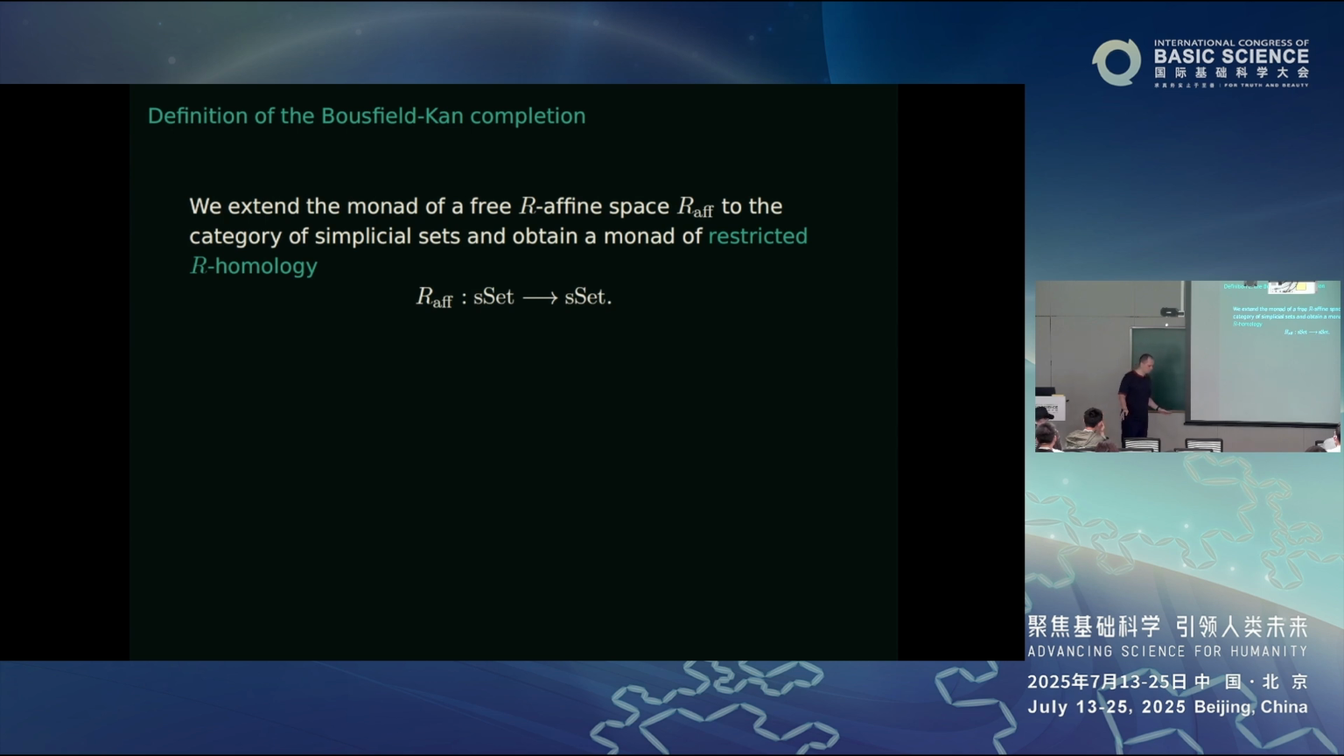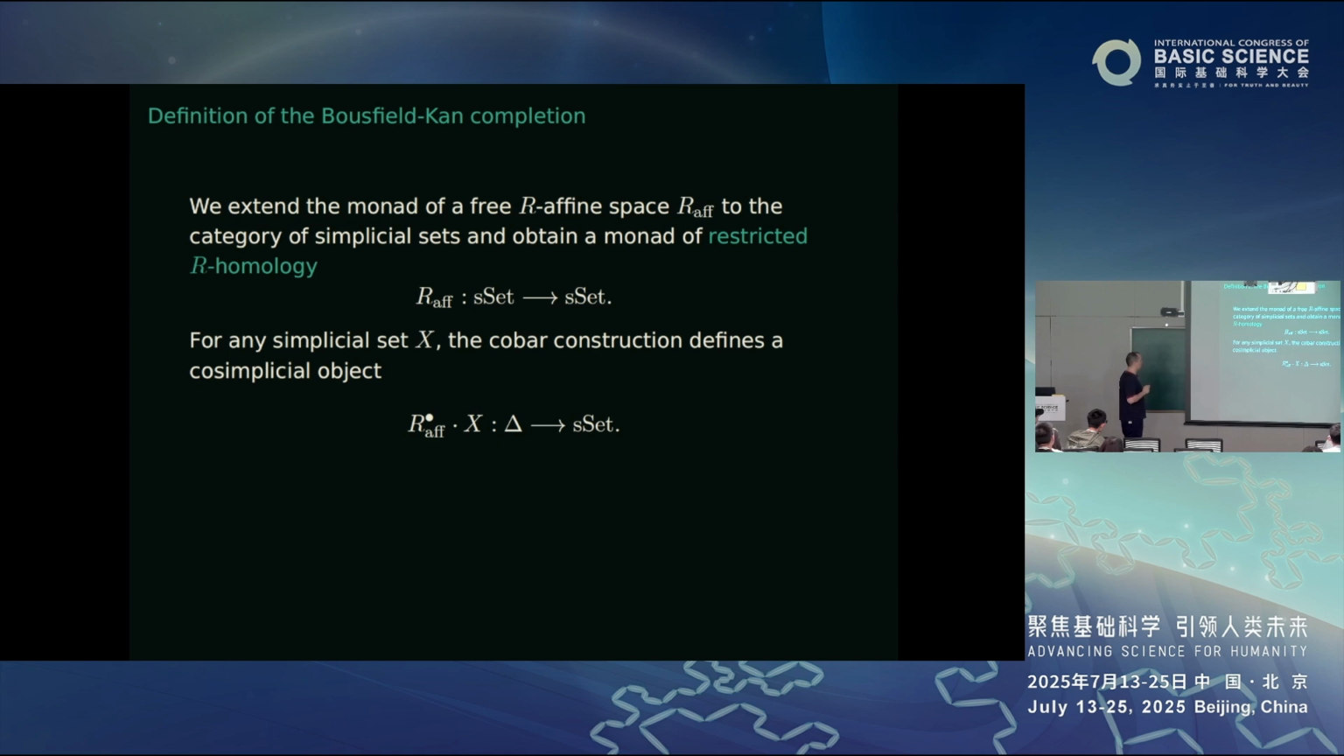It is not an abelian group in this case. If we fix some point, we immediately obtain the structure of an abelian group. But if we don't choose a point, it is just an affine subspace of the ordinary zero homology group. Okay, we have a monad.